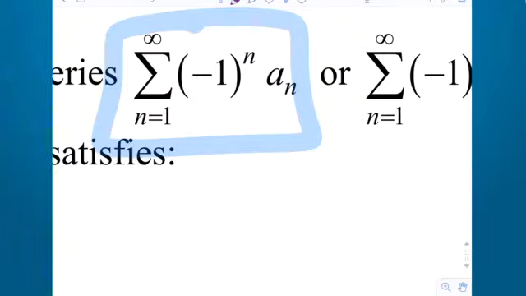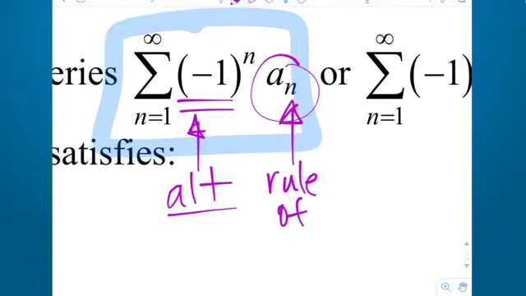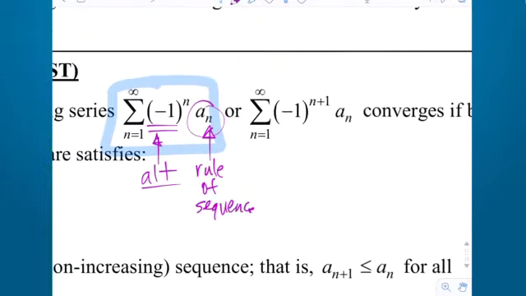So what you're doing is you're separating the alternator from the rule of sequence. Here's the alternator, which just contributes the sign, and then here's the rule of sequence that contributes the magnitude. It's the main part. So it doesn't matter if it's n or n plus 1 or n minus 1.